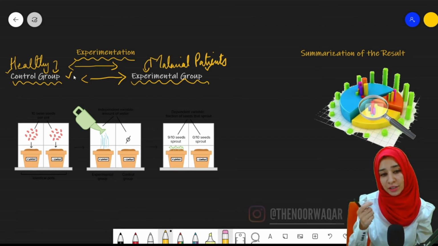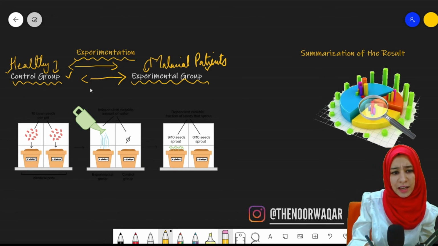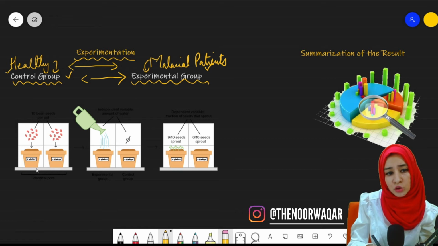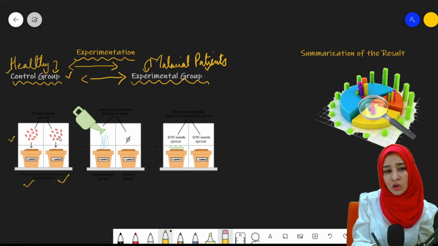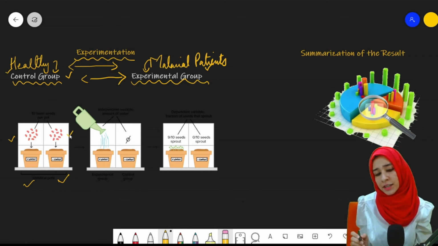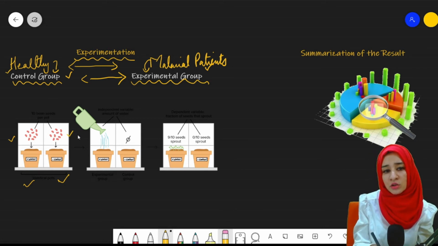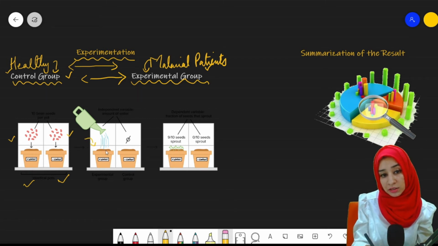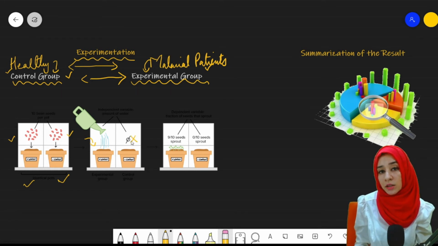Now I can give you another, simplest example. There is a diagram given in front of you. There are two pots, this one and this one. You can see seed is sown in both of these pots, right? But the water is only being given into this pot. The water is only being given into this one, whereas there is no water given to this pot.